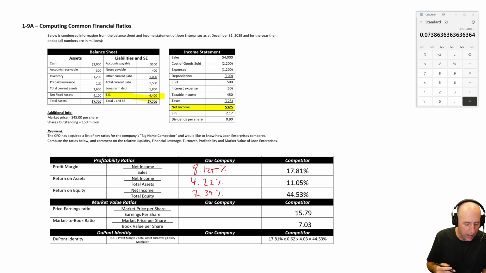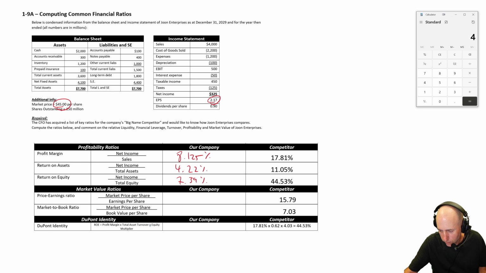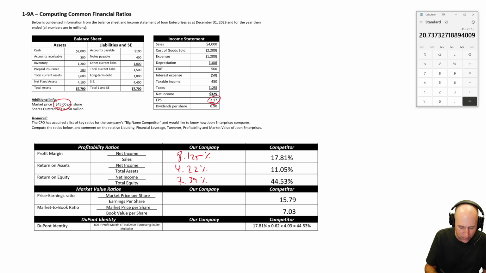Okay, market value. How much does the stock market like us? That's what I consider this first one, and it's market price divided by earnings per share. Our market price is 45 bucks. Our earnings per share is 2.17, so 45 divided by 2.17. They're giving us a 20.7 times multiple.